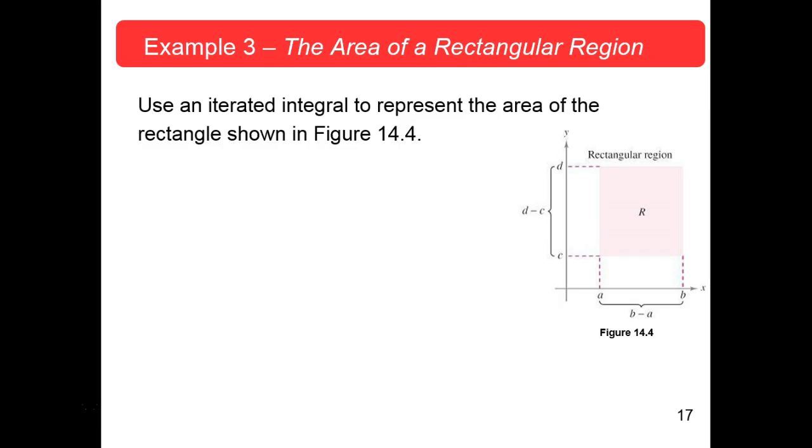All right, finally we get to example 3. Use an iterated integral to represent the area of the rectangle shown in figure 14.4. Okay? So much easier just to do it, but let's do what they say. Here, since you have numerical limits both ways, it doesn't matter which one you do first. You can do the integral from c to d for a second, outer, and then do the integral from a to b.